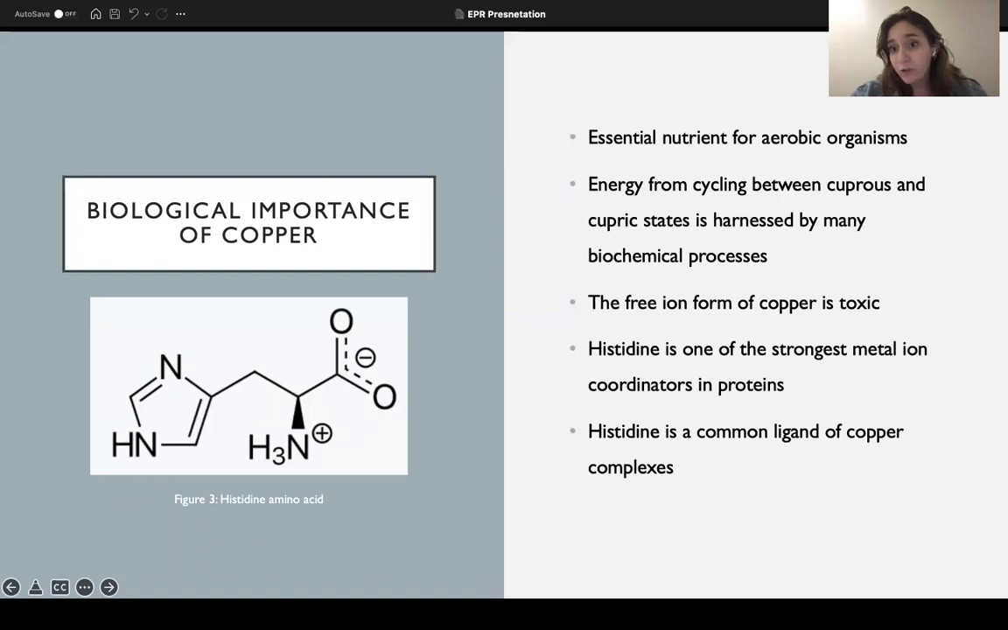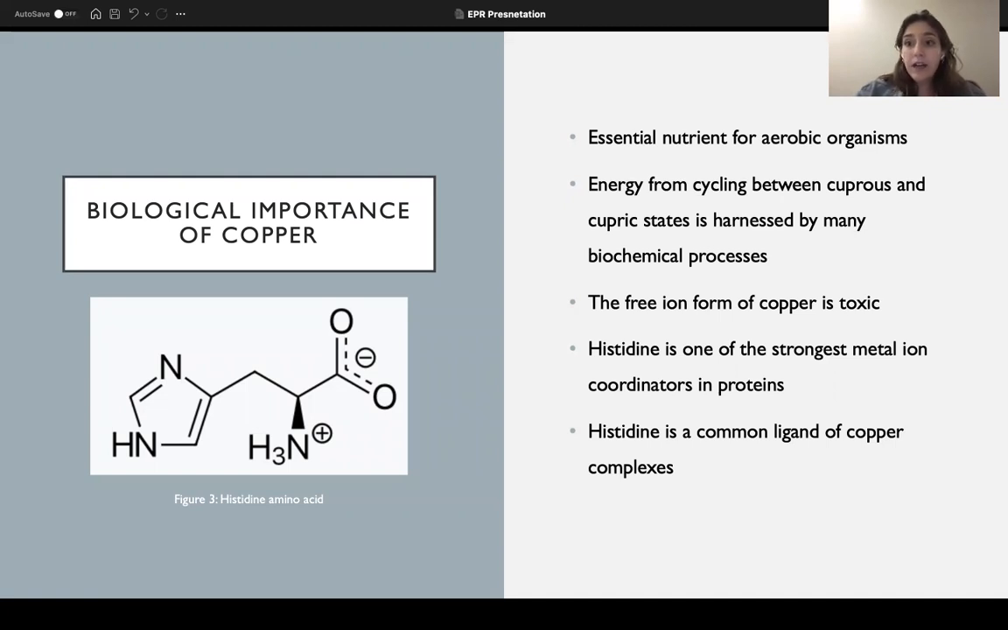Copper is an essential nutrient for all aerobic organisms, which harness the energy from cycling between cuprous and cupric states for many biochemical processes. The free ion form of copper is actually toxic and can participate in Fenton-like chemistry to produce hydroxyl radicals that are also extremely toxic. So organisms have complex biomechanisms that bind free copper to proteins.